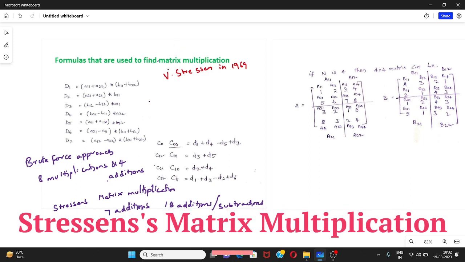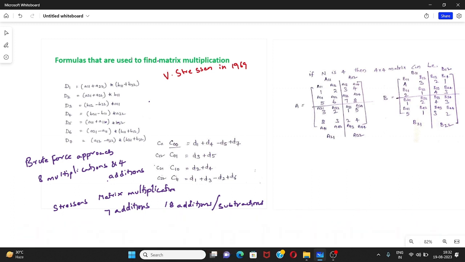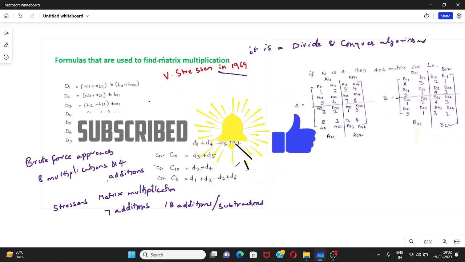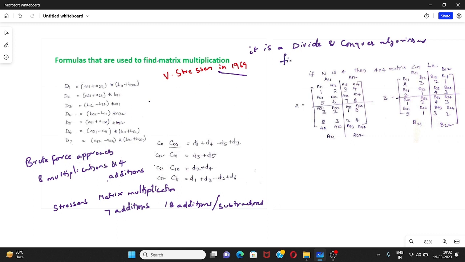So today in this lecture we are going to learn about the Strassen matrix multiplication in design and analysis of algorithms. Strassen matrix multiplication was proposed by V. Strassen in 1969. It is a divide and conquer algorithm which is used to find the product of two n by n matrices.